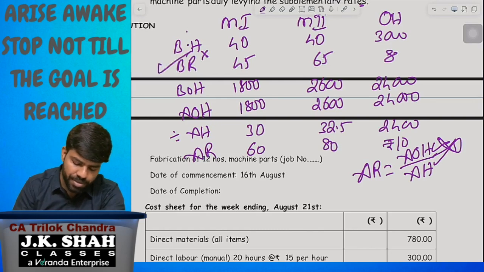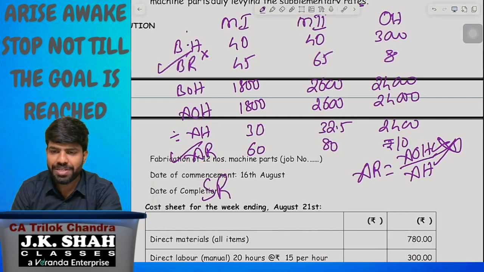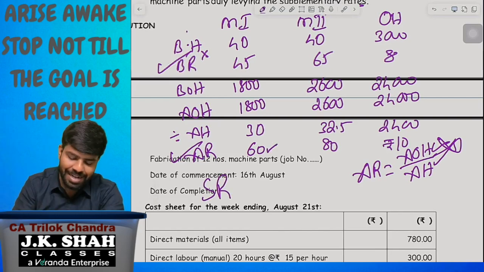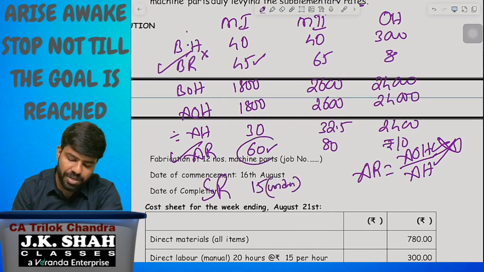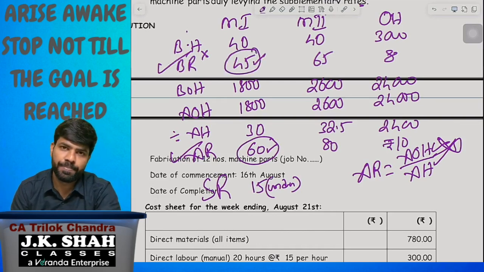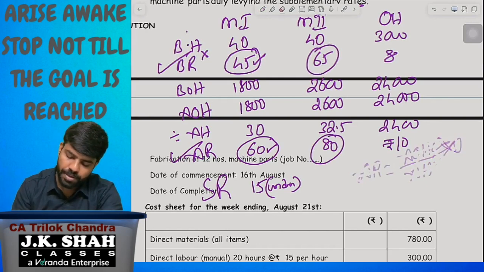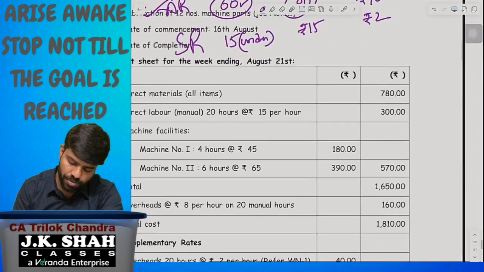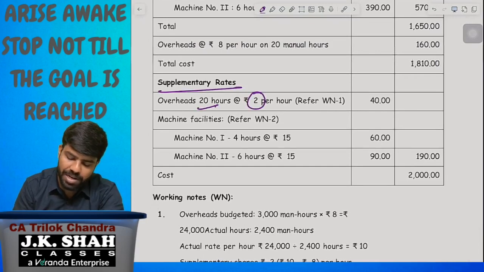So this is the actual rate. Budgeted rate is already known. This gap is called the supplementary rate. Look at machine 1. Actual rate is 60, budgeted rate is 45. So the difference is 15. Actually to be accounted at 60 rupees, but they accounted at 45 rupees. There is an under accounting of 15 rupees per hour. Next, 80, 65. There is an under accounting of 15 again. And here 10, 8. There is an under accounting of 2 rupees. So that is what they taken here. Supplementary rates: 2 rupees per hour, 20 hours, 40.